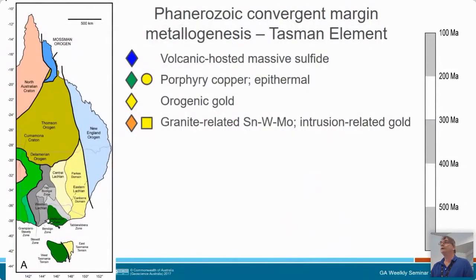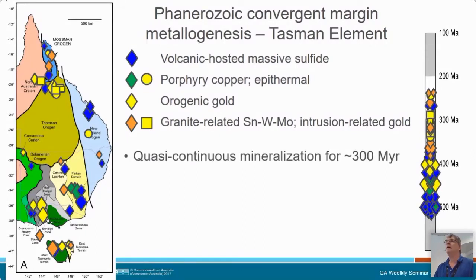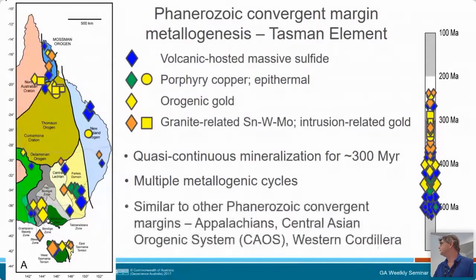Now in contrast, if we go to the Phanerozoic, and we're going to go to Eastern Australia, the Tasman element, and we're just going to step through the same sort of thing. I'm not going to look at details here, but there's a whole bunch of different deposit types. And you can see they span quite a long period of time. It's quasi-continuous over about 300 million years. Okay? So that's different from what we saw in the Yilgarn. We think we have multiple metallogenic cycles, and I'll talk a little bit more about that in more detail later on. And it's actually very similar to other Paleozoic or Phanerozoic convergent margins, the Appalachians, the Central Asian orogenic system, the Western Cordillera. So we're actually seeing some consistent patterns.